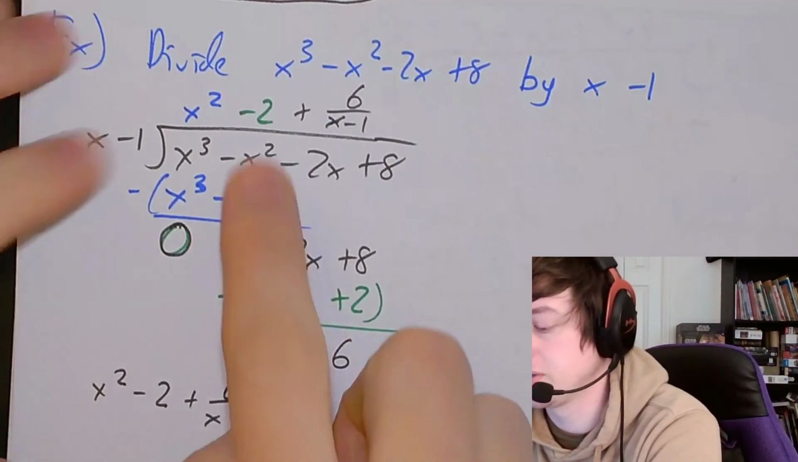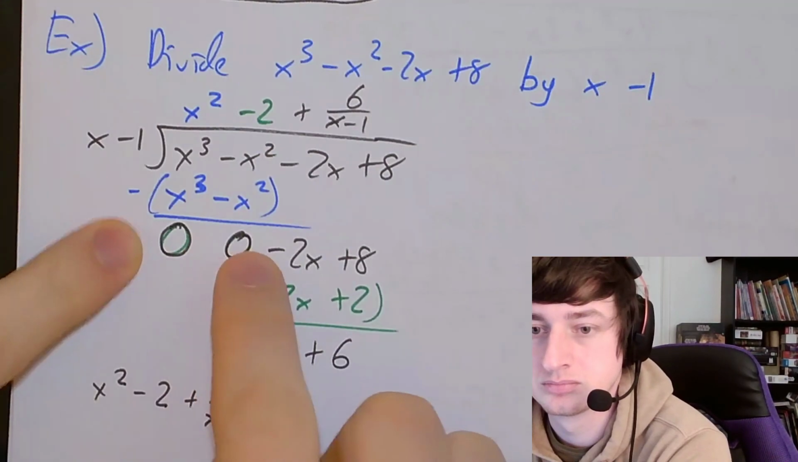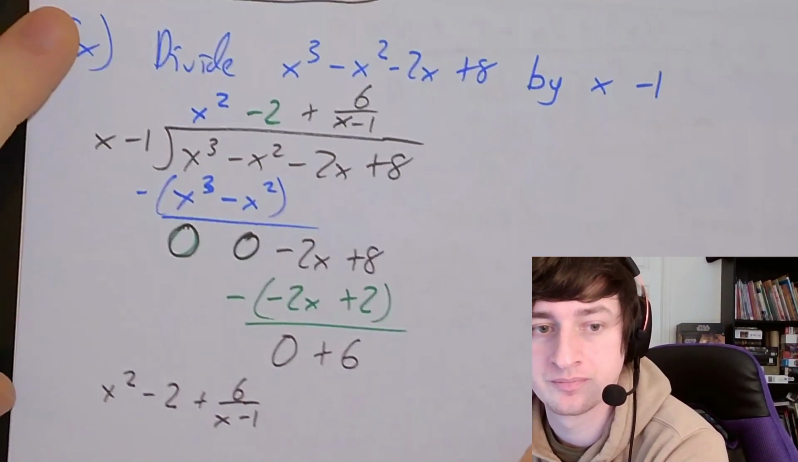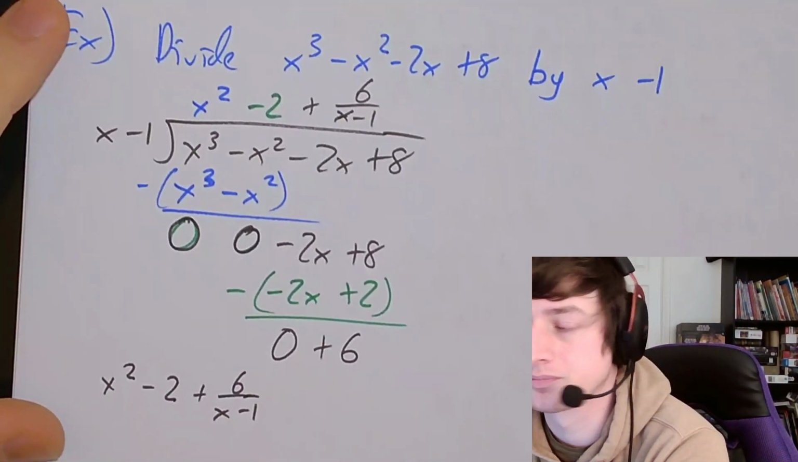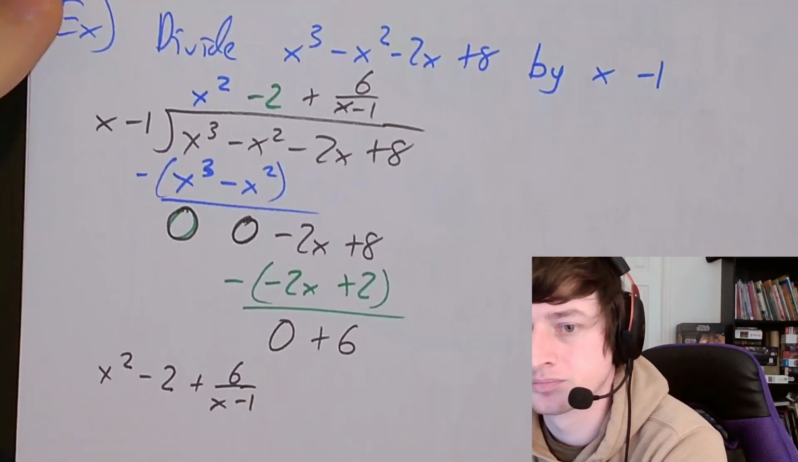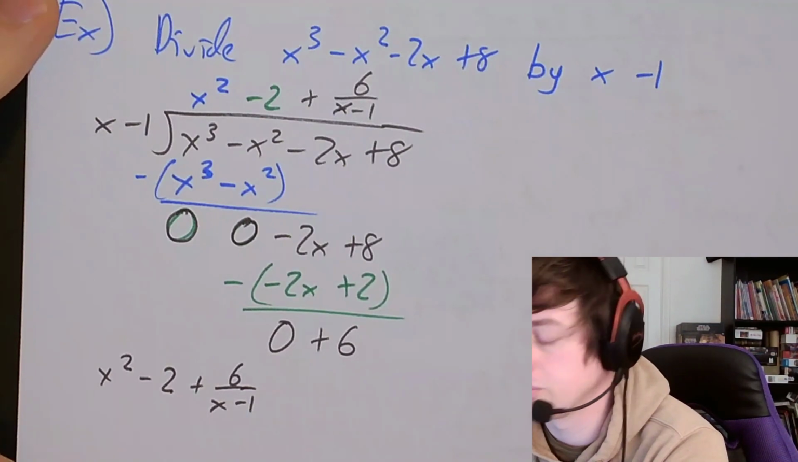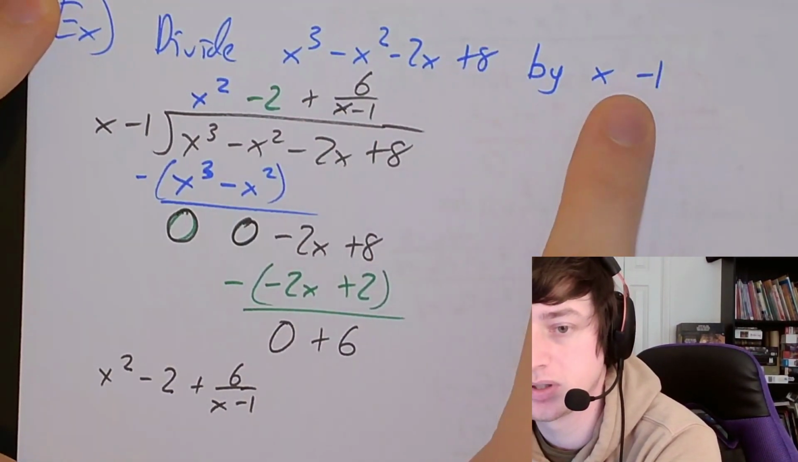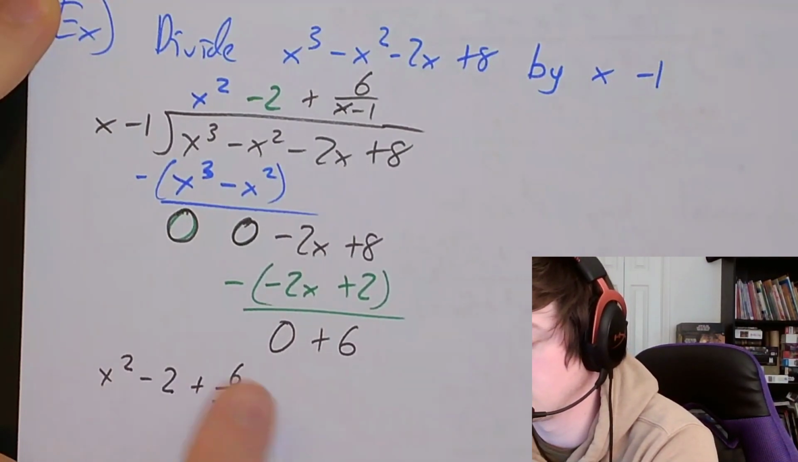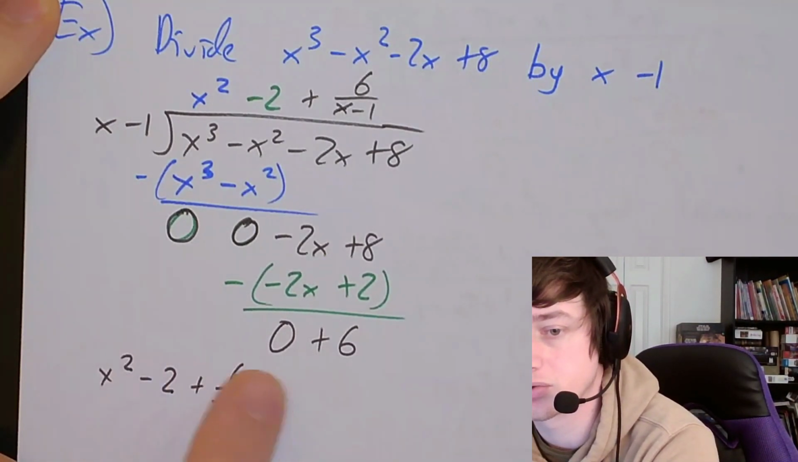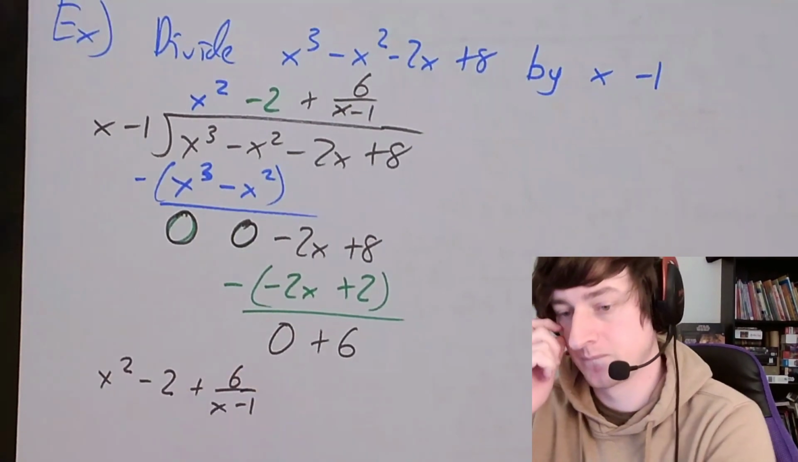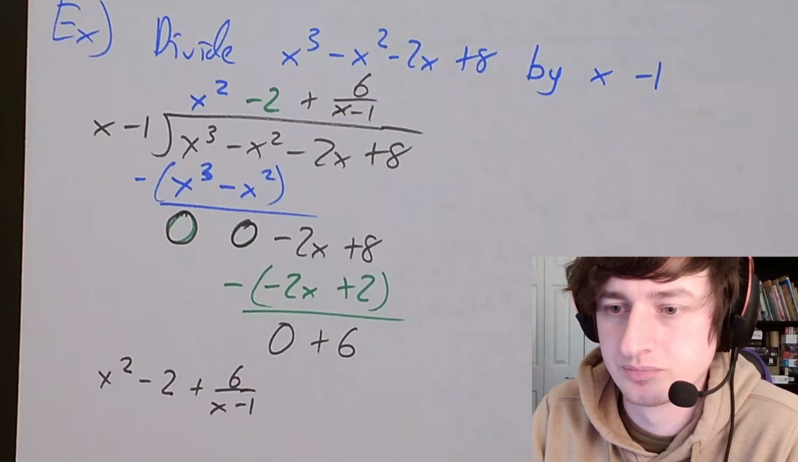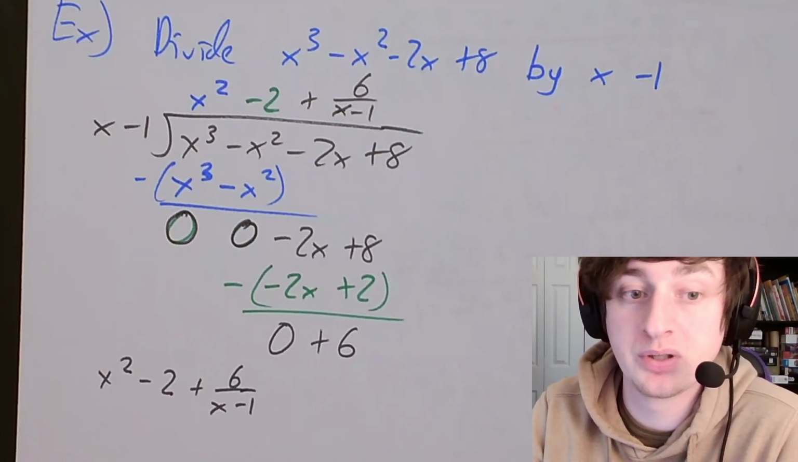Okay, so because this turned into 0, both of these did, we just skip it and go to the next thing. Okay, so when we divide x cubed minus x squared minus 2x plus an 8 by x minus 1, we get this. And there's a remainder here. And so that's polynomial long division.